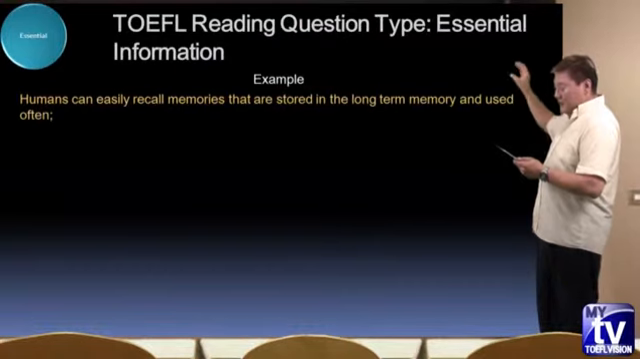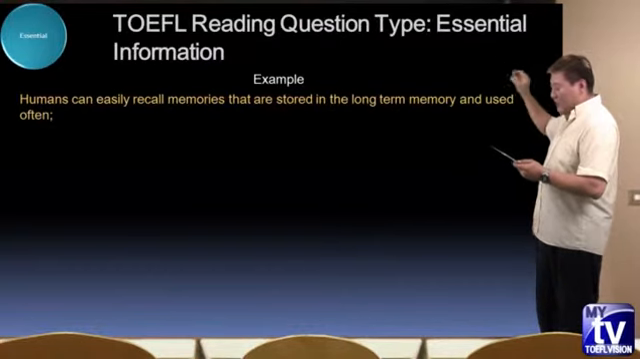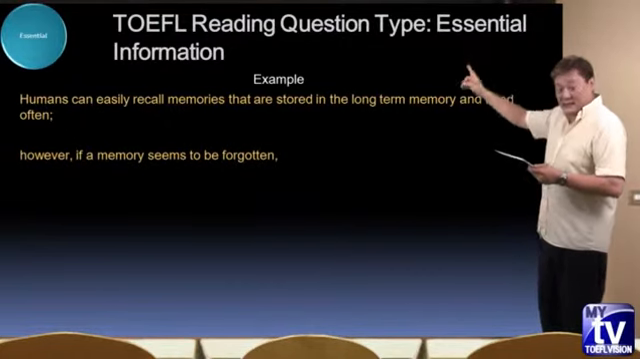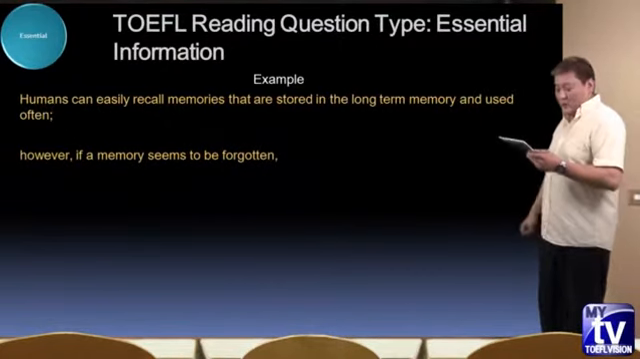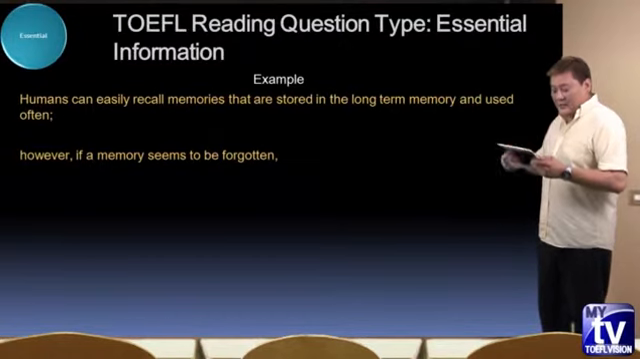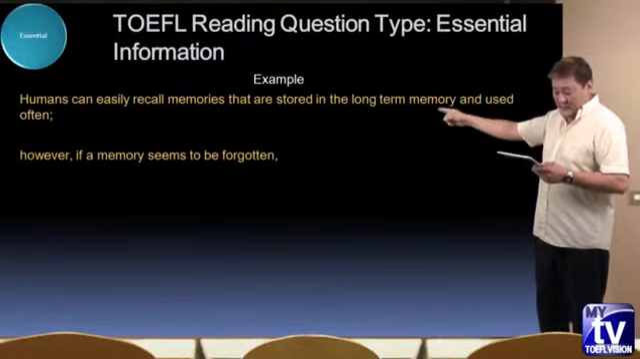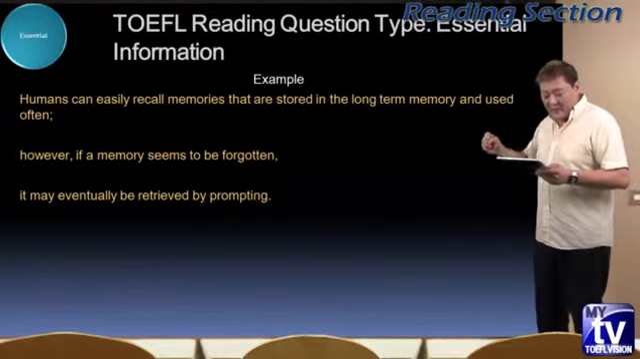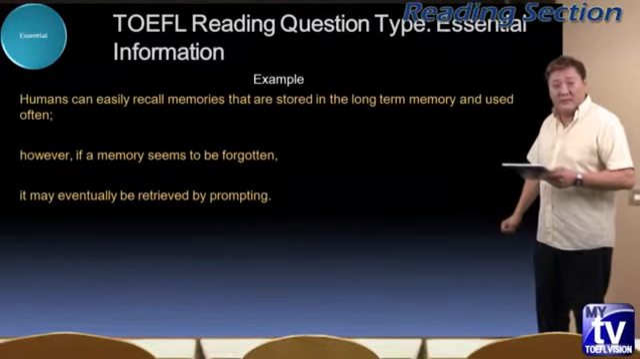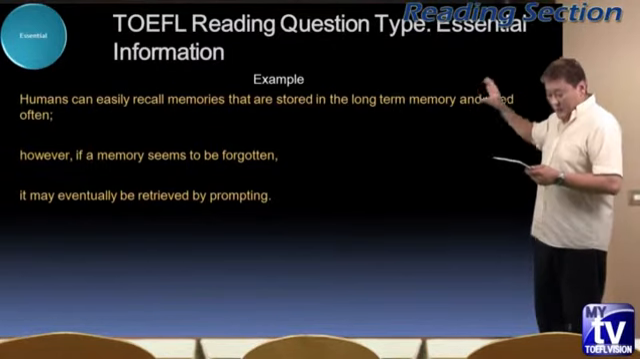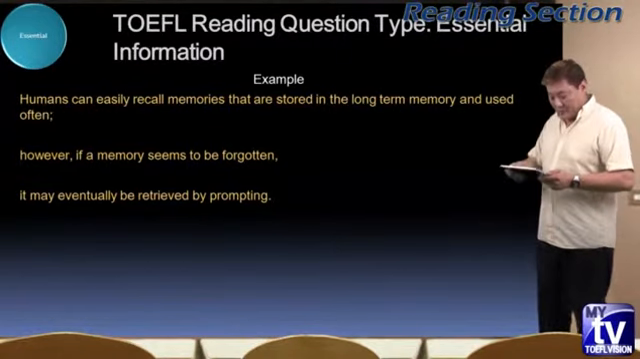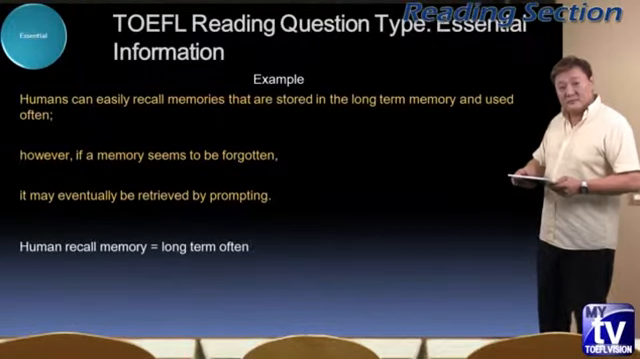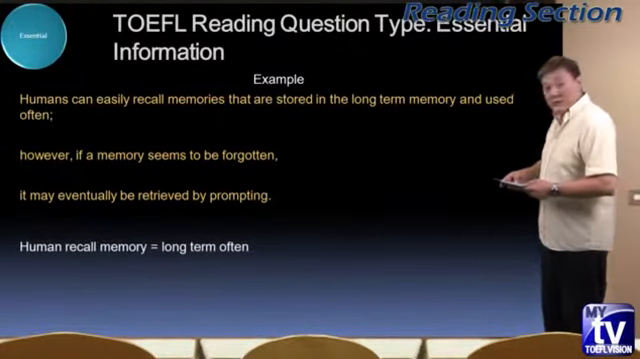Humans can easily recall memories that are stored in the long-term memory and used often. Okay, great, one sentence. Transition, however, if a memory seems to be forgotten, is a second sentence. Comma is another one: it may eventually be retrieved by prompting. Now we're going to separate it. We separated it. What do we do after we separate it? We break it down.